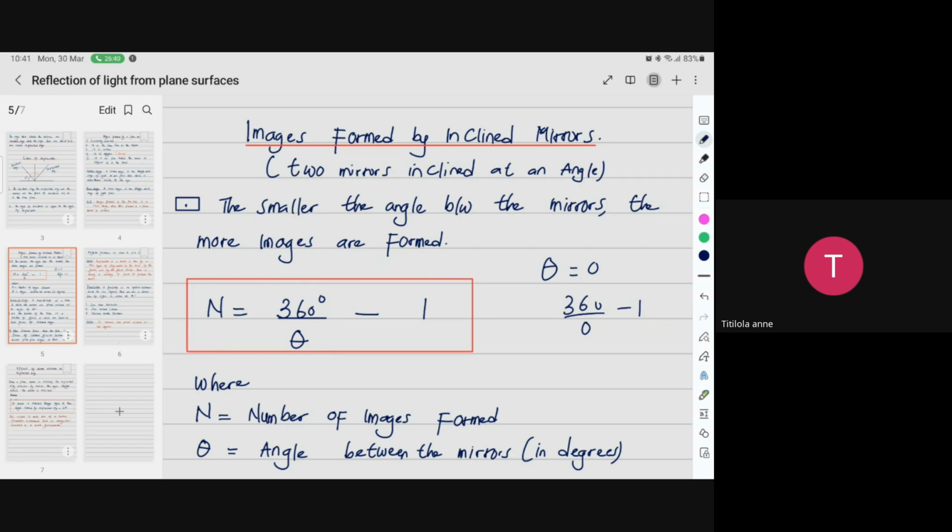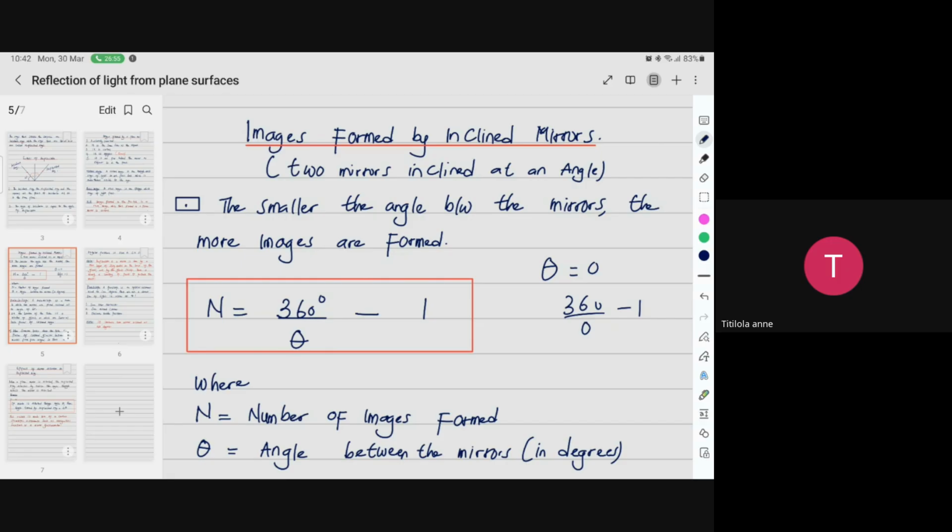It means that infinite images are formed. Is it infinite or infinite images? People that study English will answer that one. My own is I know what I'm talking about. So, infinite. Titilola and others can pronounce it better.